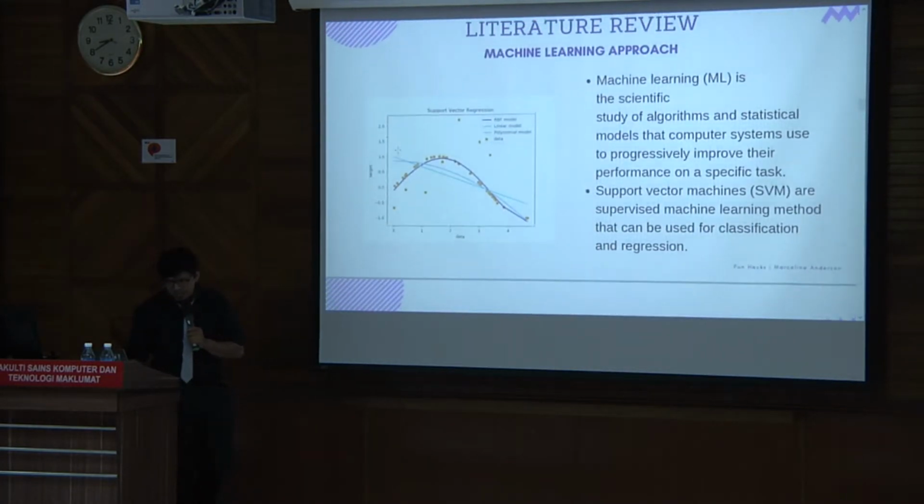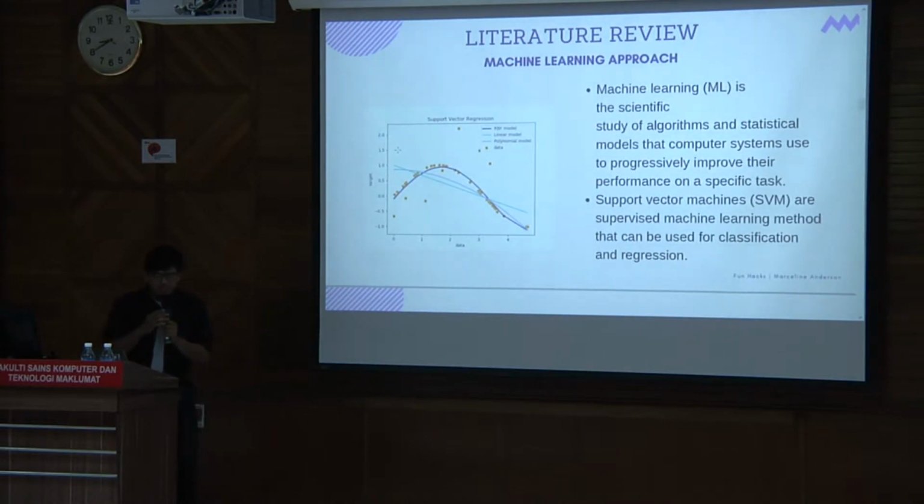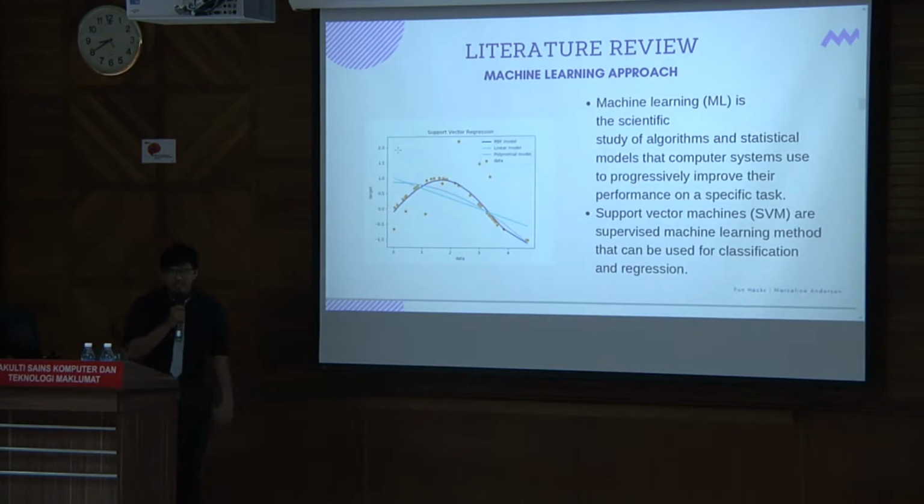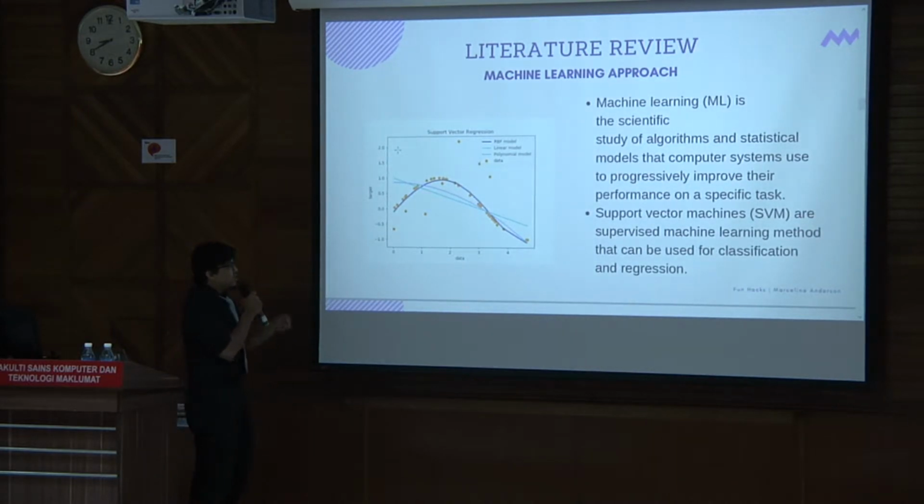And then this is the machine learning approach. Machine learning is a scientific study of algorithms and statistical models that computer systems use to progressively improve their performance on a specific task. One of the models is the support vector machine. It is a supervised machine learning method that can be used for classification and regression. Support vector regression is a form of support vector machine used for regression analysis.